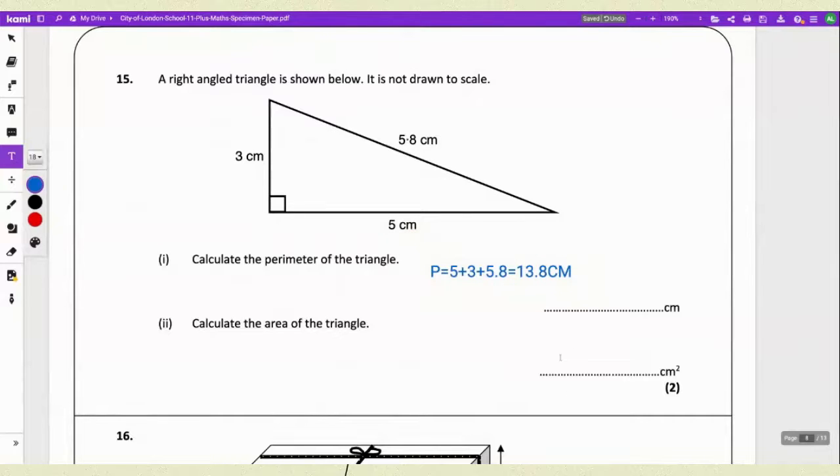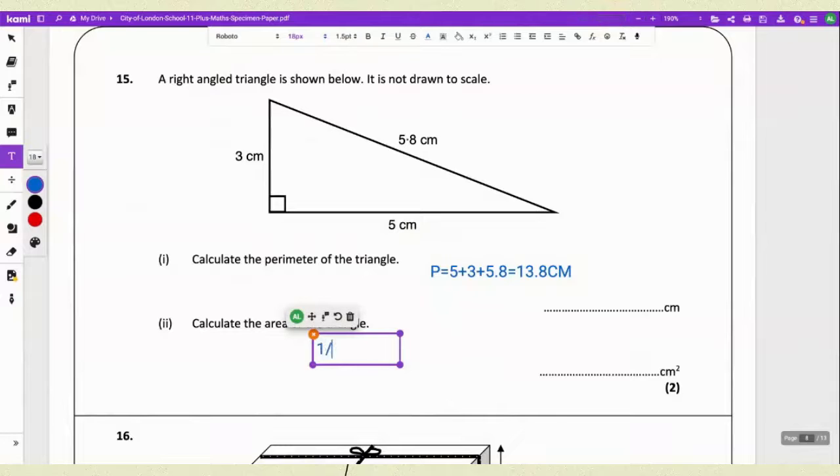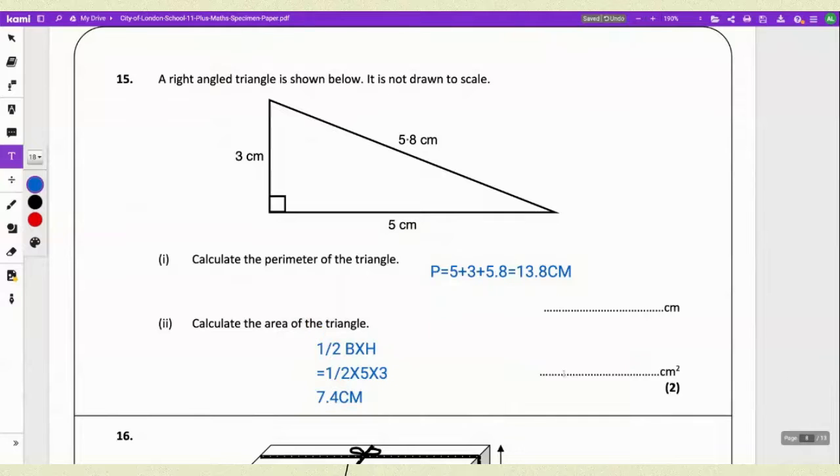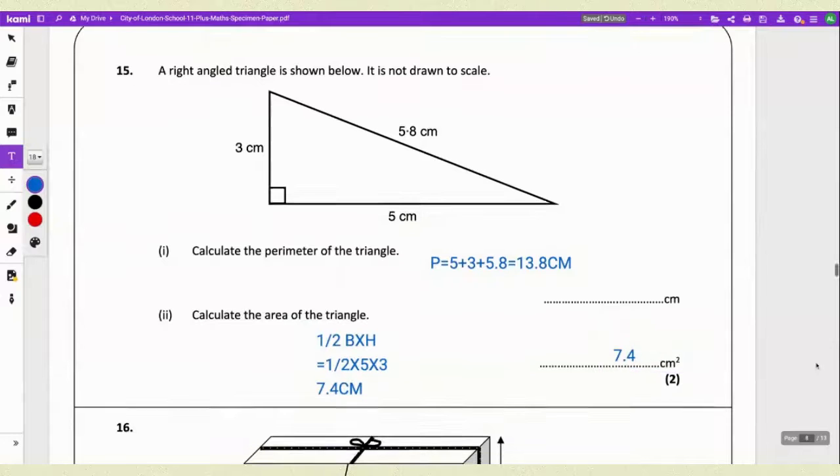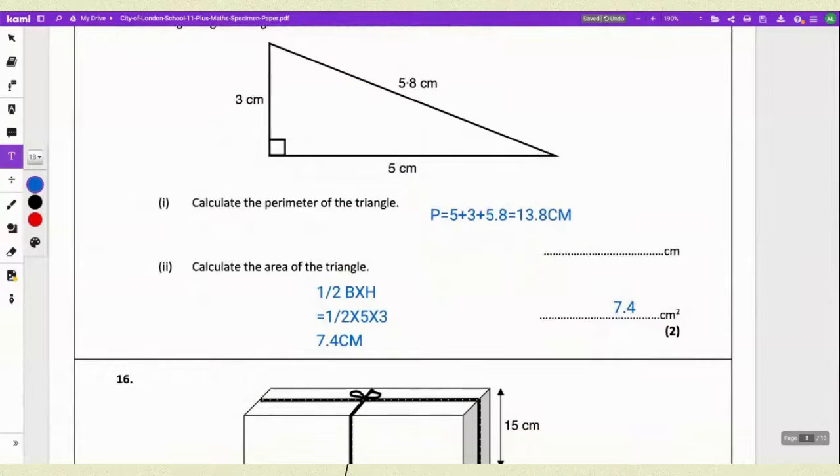And the next is you need to calculate the area. You know the area is half base into height. That equals half multiplied by 5 multiplied by 3. That gives you 7.5 centimeters square. You need to know your formulas really well to do all these questions.